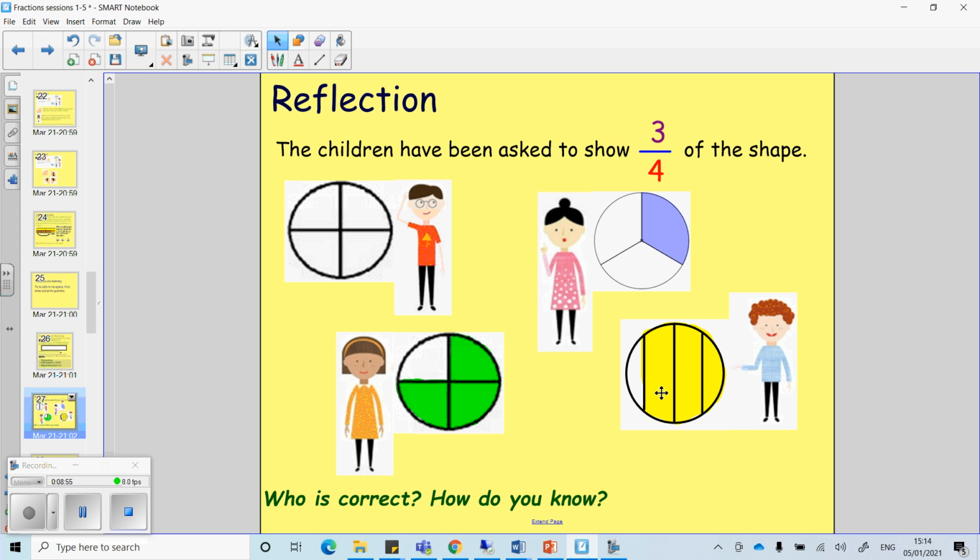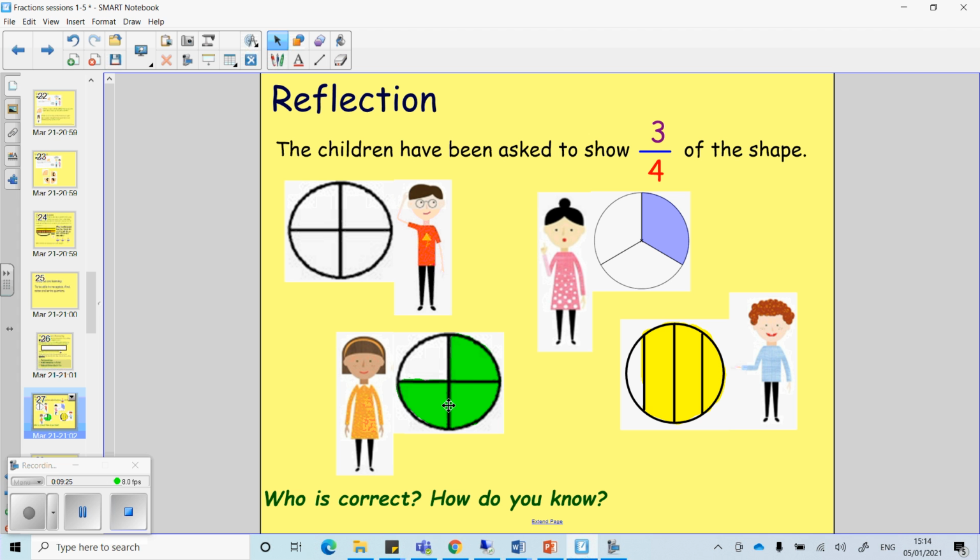This yellow circle shows me 4 parts. 1, 2, 3, 4. And 3 of them are coloured in. 1, 2, 3. But there's one really important thing, that these parts are not equal. So although this shows 3 out of 4 shaded in, they're not equal, and this is not correct.